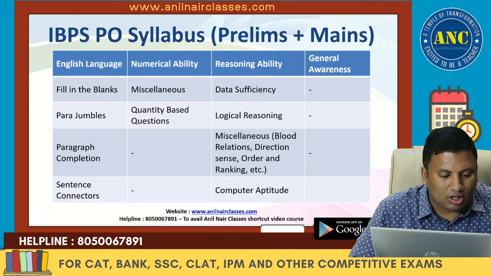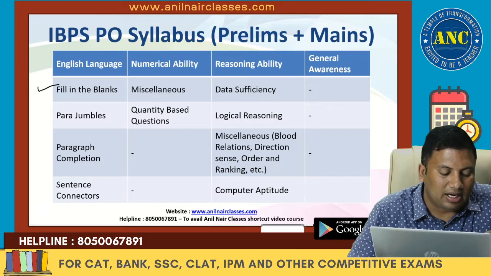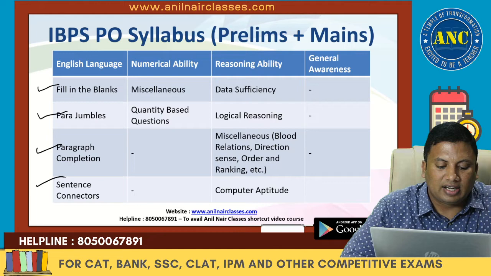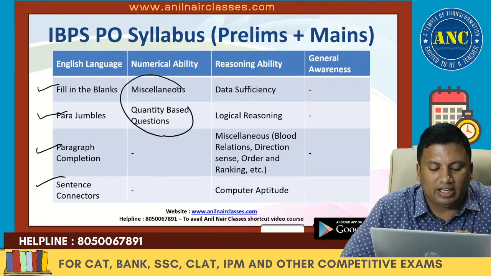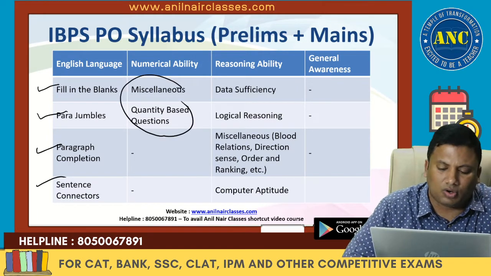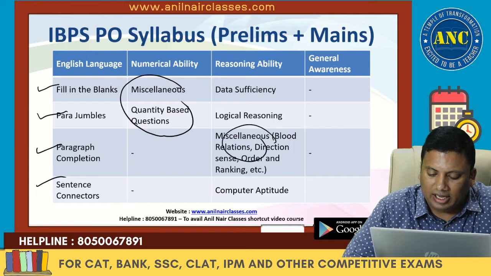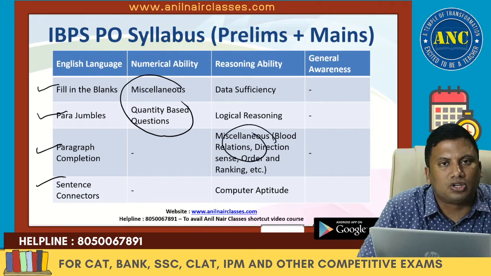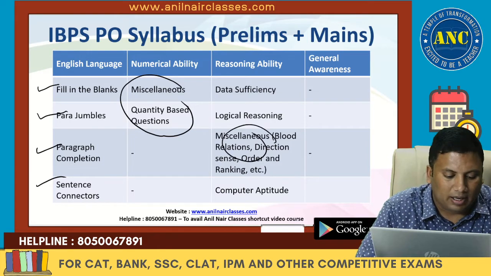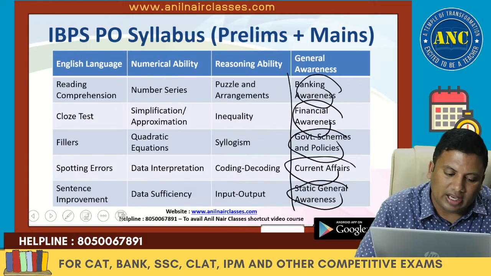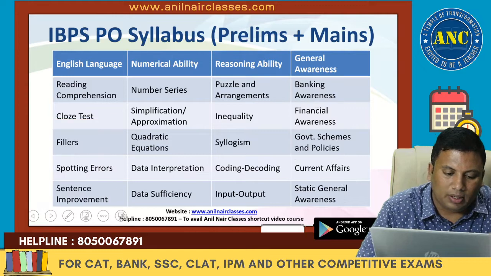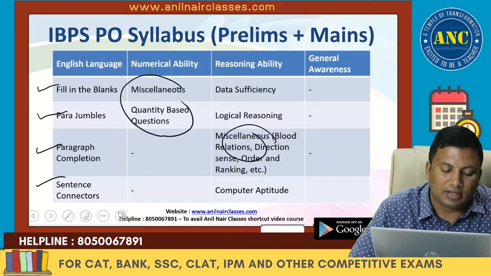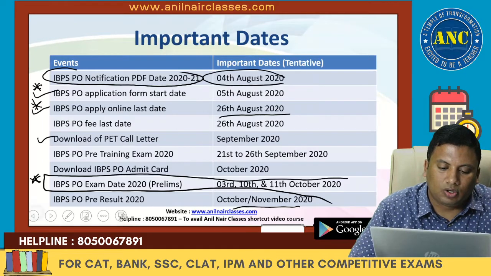Right, some more topics which are important. From English language: fill in the blanks, para jumbles, paragraph completion and sentence correction. Numerical ability: quantity based comparison questions will come. And in reasoning: blood relations, directions, order, ranking and computer aptitude questions also might come. So ensure that you take a screenshot of these 2 important things. In case you want the PDF, you can always WhatsApp this number to get the PDF.